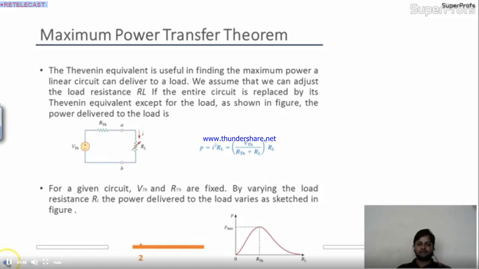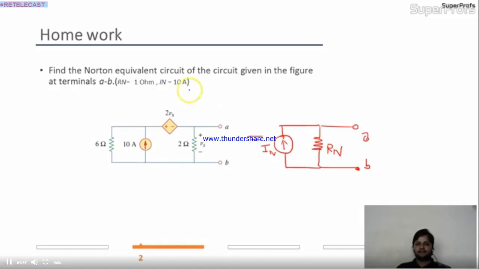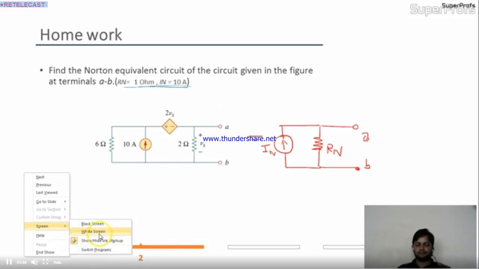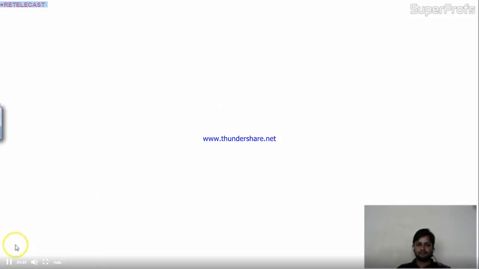Come to the next one now. See, this is the answer: 1 ohm and 10 ampere. I'll take one GATE example now. This problem came in 2014.